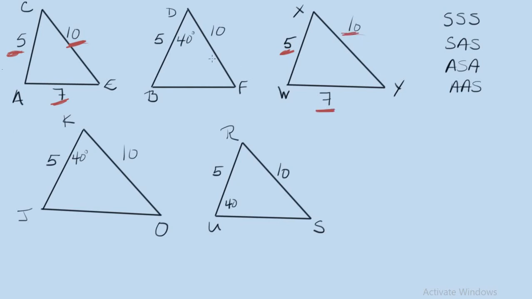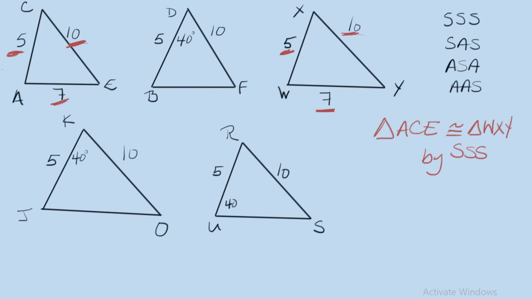And if you'll notice, the 5 matches the 5. The 7 has a 7. The 10 matches the 10. So I know those two triangles will be congruent. So I know triangle ACE is congruent to triangle WXY by, and it's the 3 sides that we know, so by side, side, side.